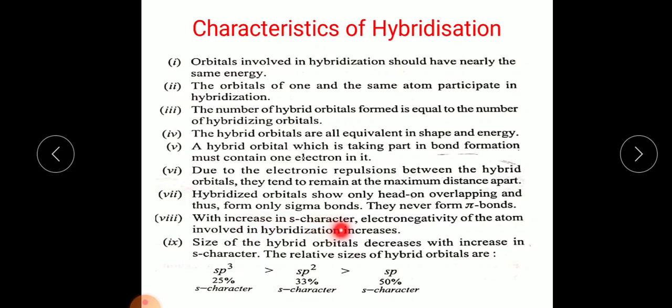With increase in s character, electronegativity of the atom involved in the hybridization increases. We'll come to this point later on. Size of the hybrid orbital decreases with increase in s character. We have these three types of hybridization: sp3, sp2, sp. So s character means percentage of s orbital. In sp3 we have 25%, in sp2 we have 33%, and in sp we have 50%.